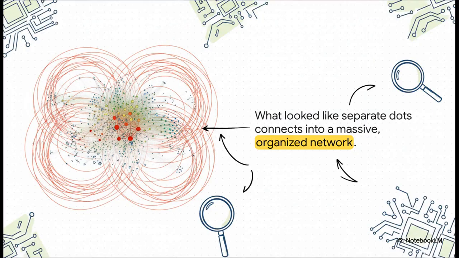And then, when you apply this thinking to the whole data set, you get this. This is that huge aha moment. What looked like hundreds of separate little dots suddenly connects into this massive organized network. The red nodes you see in the center, those are the masterminds, the key players. You can see exactly how the entire operation is structured.